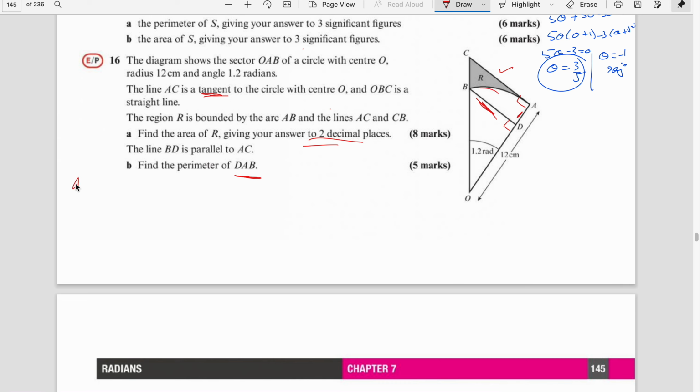AB is equal to R theta. AB is equal to R, that is 12, and theta, that is 1.2. 12 into 1.2 is 14.4. Done with the first side. Now BD.